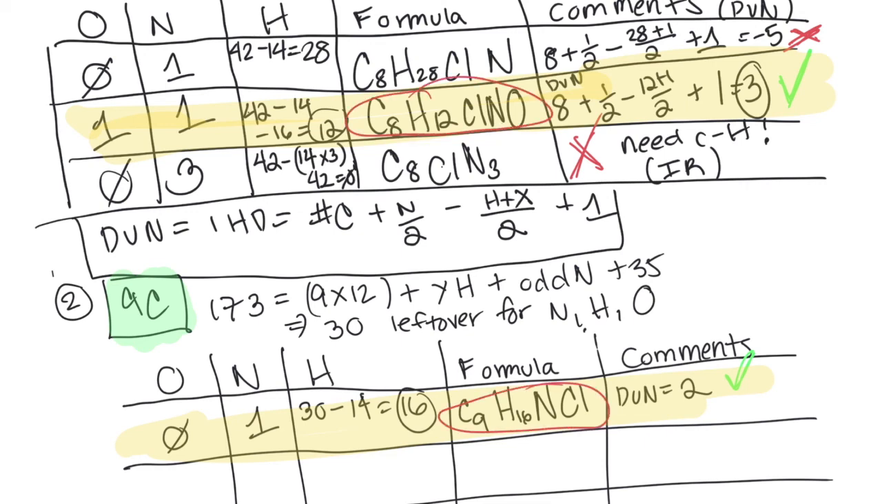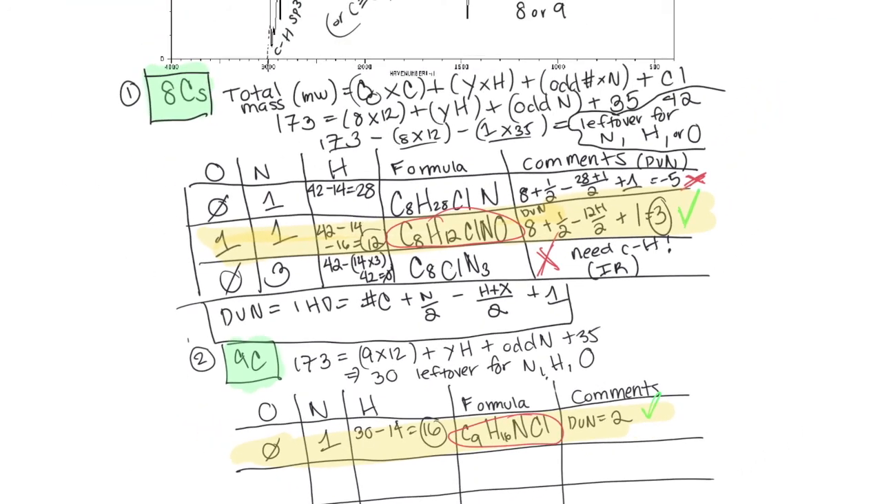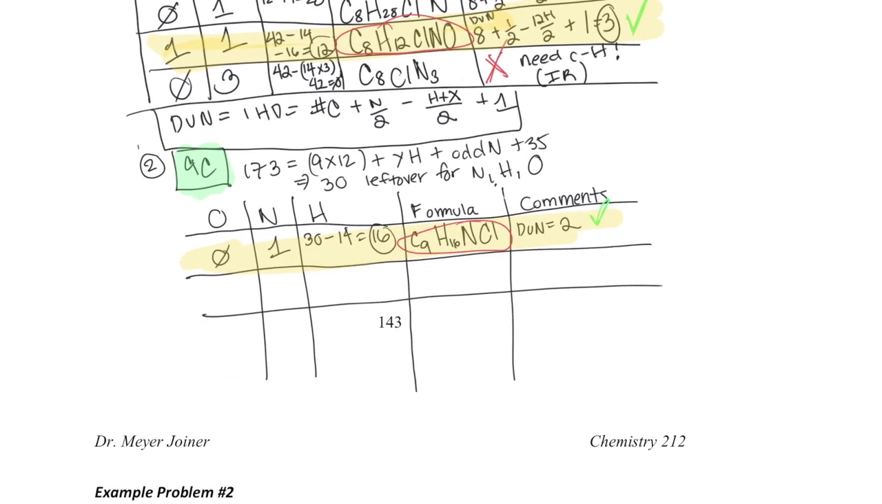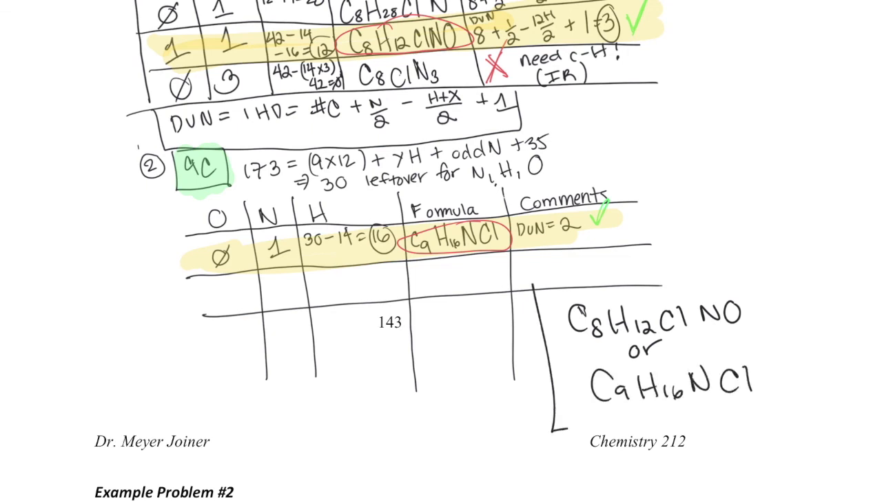All right, so who should I put as my final answer? Well, actually, it doesn't say you need only one. It says determine all reasonable molecular formulas. So those are the two reasonable ones. There's actually two answers here. So those are both reasonable. The others are not. So my answer would be C8H12ClNO or C9H16NCl. So that's my final answer.